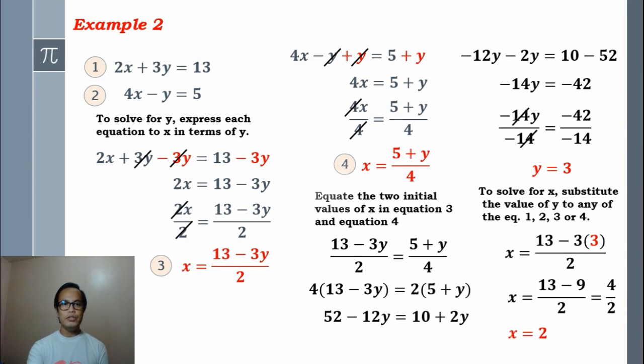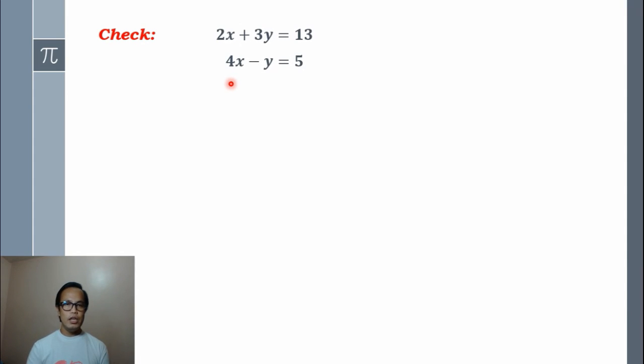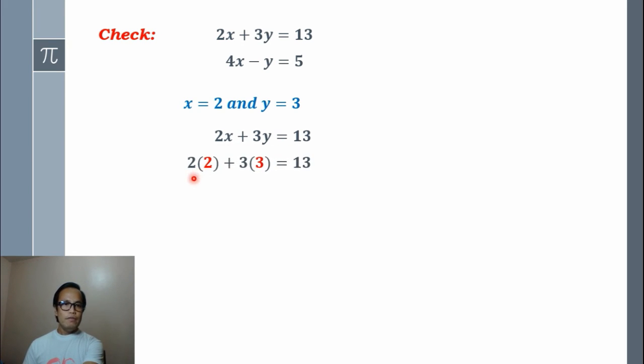Now, to check if these values are correct, we have these equations. Equation 1 and equation 2, and these are the values. x is equal to 2 and y is equal to 3. We check for equation 1, which is 2x plus 3y equals 13. We substitute the values, so we have 2 times our x is 2 plus 3 times our y is 3. We simplify, 2 times 2 is 4, 3 times 3 is 9, then 4 plus 9 is 13, which is equal to 13.